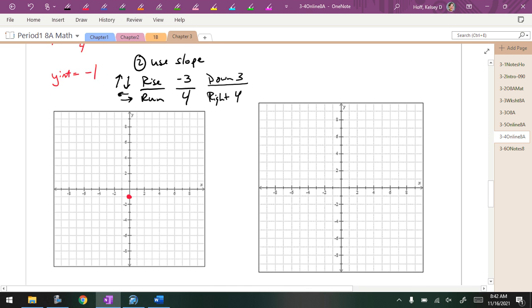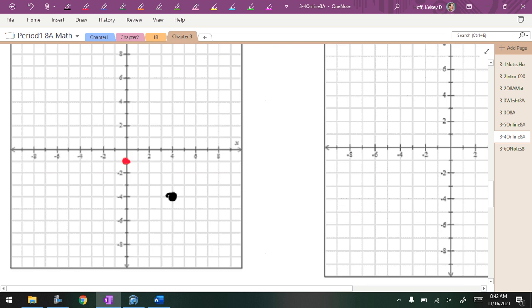Okay, so our slope tells us we're going down 3 and right 4. Put your pencil on your dot. Okay, go down 3. 1, 2, 3. Don't put a dot yet. Go right 4. 1, 2, 3, 4. Now put a dot. Down 3, right 4. You should end up here.